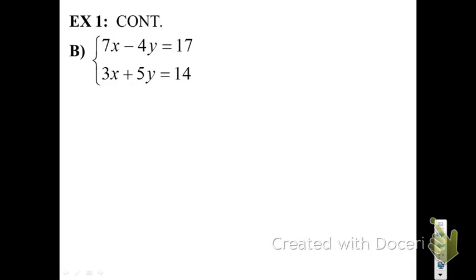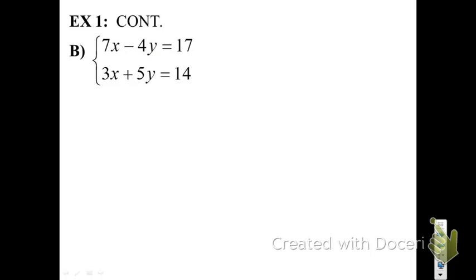B is a little bit more complicated because as you look, is it easy to make a 3 become a 7? No. Is it easy for a 4 to become a 5? No. So when this is the case, I look at opposites. Right here I have opposite signs, so I don't have to work too hard to create the opposite. But then I have to make the y's become the same number, just opposite.